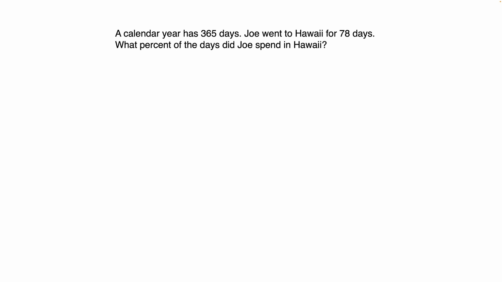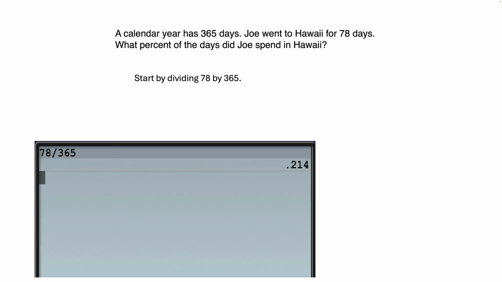So there's 365 days in a year. Joe went to Hawaii for 78 days. What percent of the days did he spend in Hawaii? So we start by dividing the 78 days by the total of 365 days. And you can use a calculator for that. And I get the decimal 0.214.